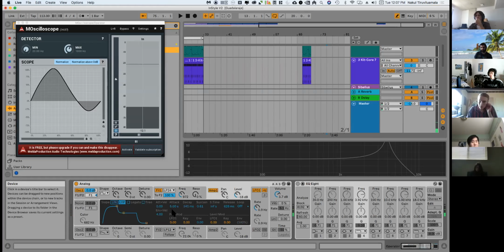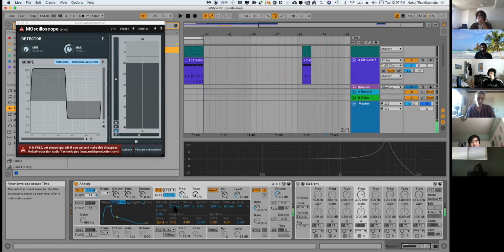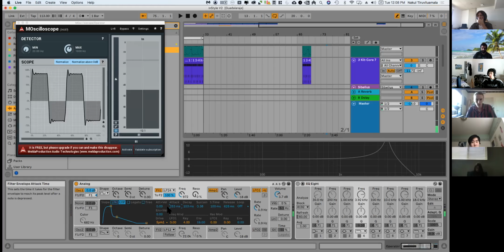Let me lower the attack so it's quicker. Let me change the attack. Let me actually turn that off now, and let's see if we can hear a difference.